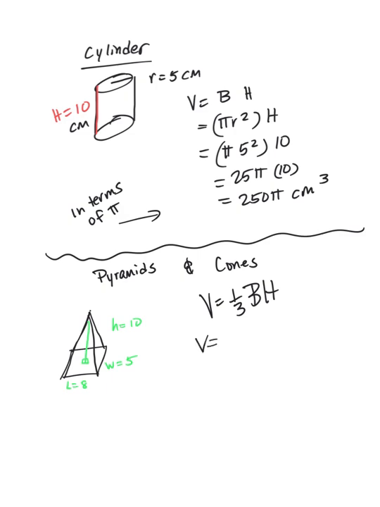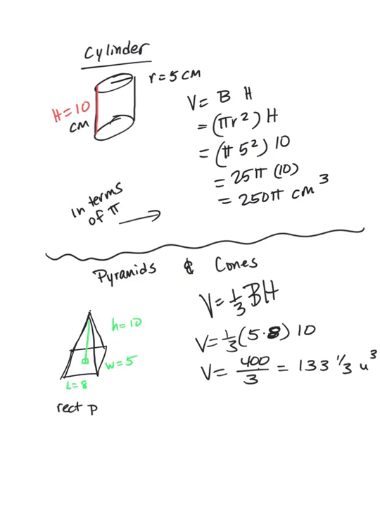So your volume would be 1/3 the base area times the height. 5 times 8, so we have 40 times 10, so that's 400 over 3. You could leave it like that. There's nothing wrong with that. You could also convert this into a mixed number if you wanted to. And the units would be cubed, whatever the units are. So this is a rectangular pyramid.